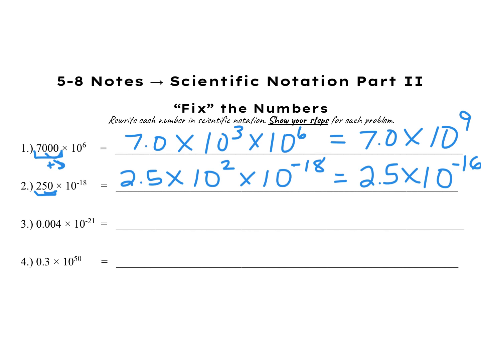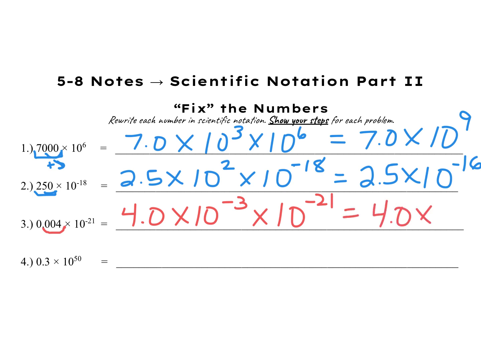0.004 is a small number, and it's too small to be in scientific notation, so I have to move the decimal point so it's after the 4, and I'm moving it 3 places, so that's going to be 4.0 times 10 to the negative third power, and then we're going to multiply that by 10 to the negative 21st power, combine the exponents, and you get 4.0 times 10 to the negative 24th power.